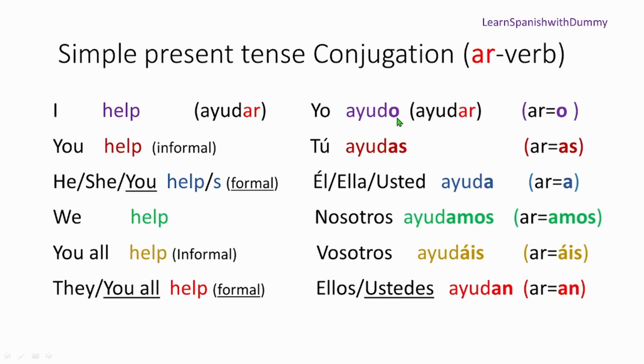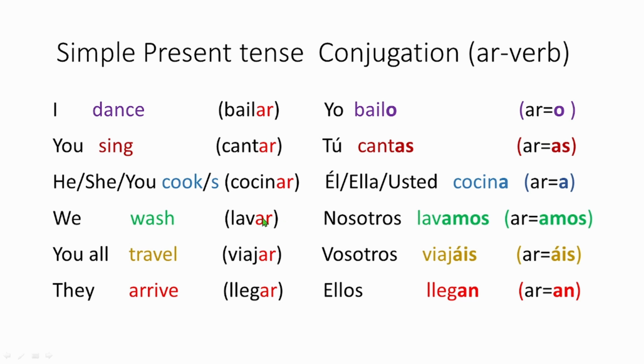And if we go here, we did the same thing. I help, yo ayudo. Same thing, okay? AR is replaced with O. So that makes it easy. The same thing you do.